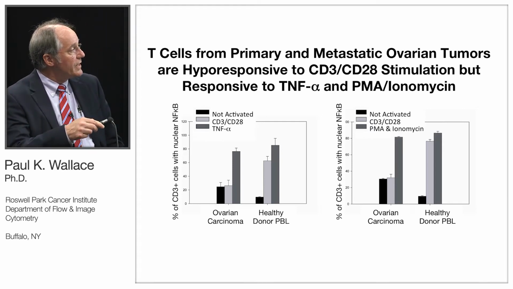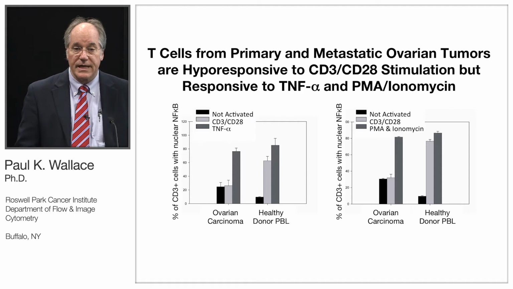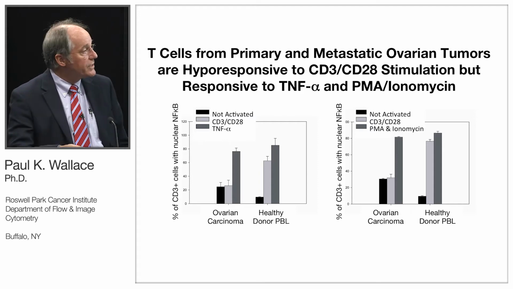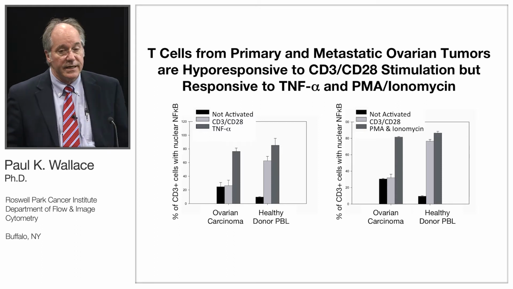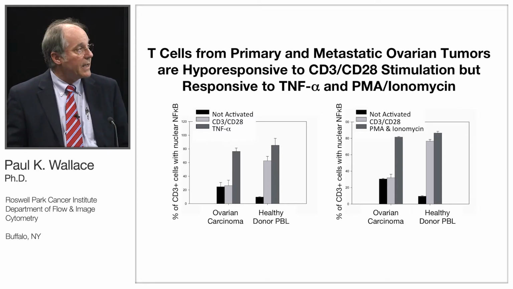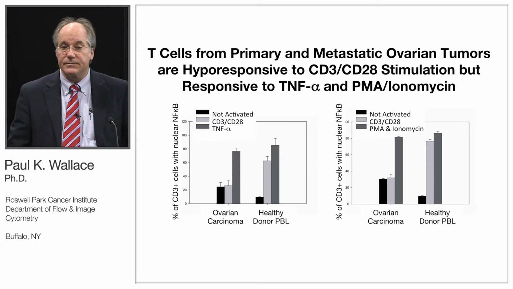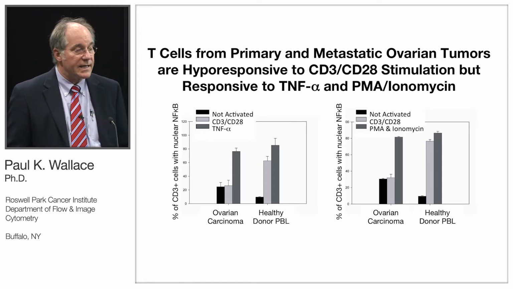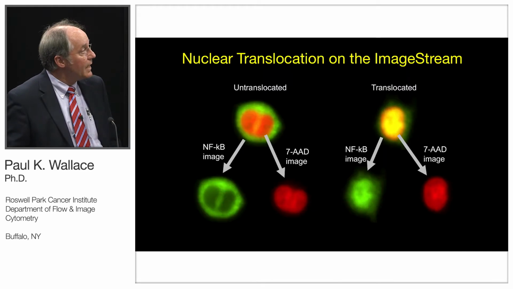But if you do this from cells taken from an ovarian carcinoma, what you can see is that, sure, we get activation and translocation through TNF or PMA ionomycin, but we don't see that with the anti-CD3 and CD28 in the ovarian carcinoma. So the question is going to be, why is that? Why do we see this lack of responsiveness?